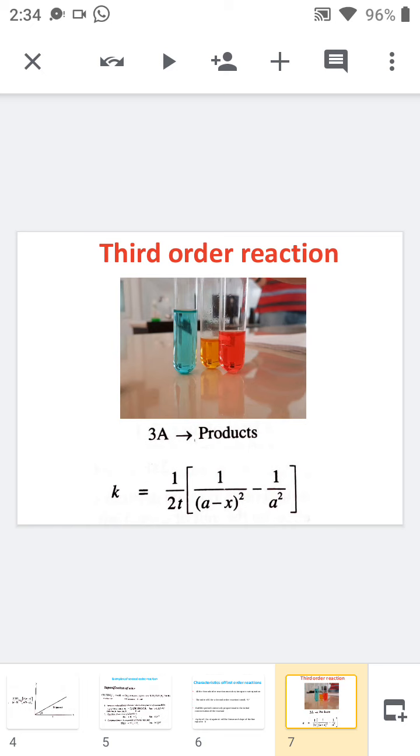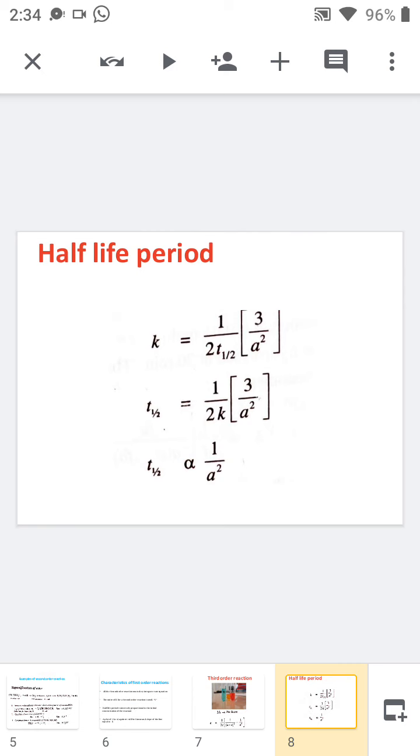So we will get the integrated rate expression as k is equal to 1 by 2t into 1 by (a minus x) whole square minus 1 by a whole square. This is the integrated rate expression for third order reaction.